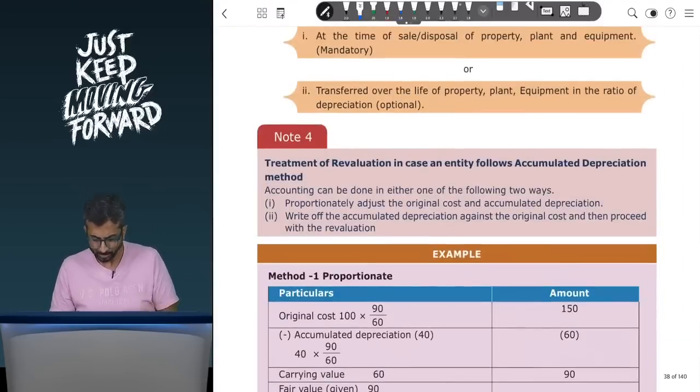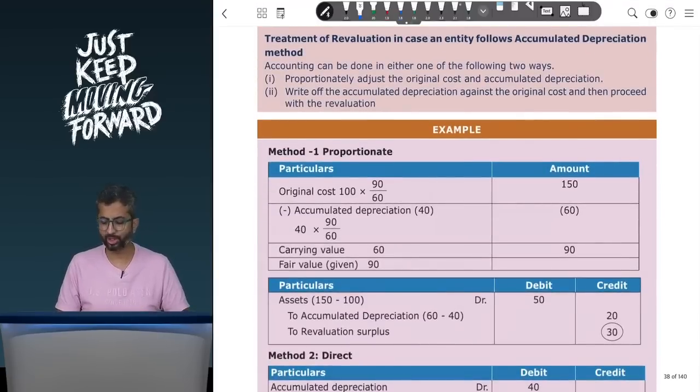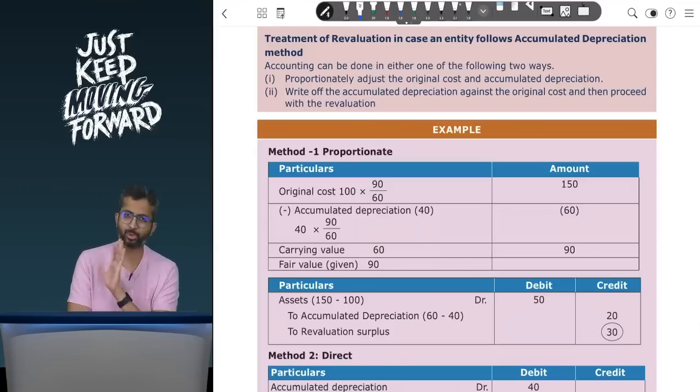Okay, next there is some revaluation in case the entity follows the accumulated depreciation method. So over here, if you have an asset of 100 with accumulated depreciation of 60 and WDV of 40, now that gets revalued, let us say, to 60, in which case there is a 50% increase in fair value from 40 to 60. So you will credit the revaluation surplus by 20, but what will you debit?